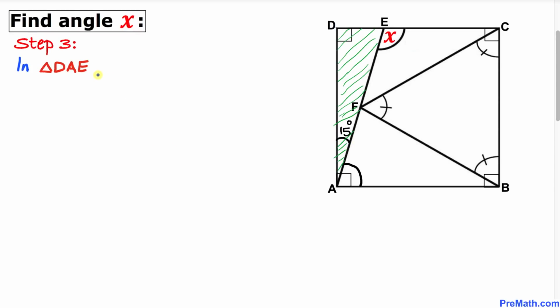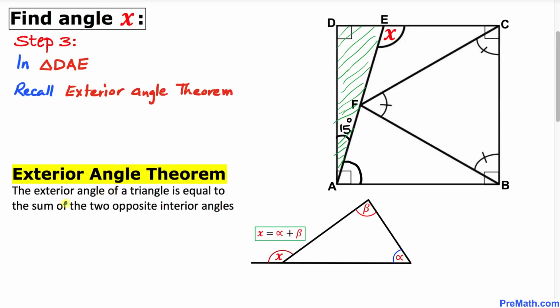And here's our final step. Let's focus on this triangle DAE and let's recall the exterior angle theorem. And here's our exterior angle theorem. The exterior angle of a triangle is equal to the sum of two opposite interior angles. In our case, this angle X is our exterior angle, and that is equal to the sum of its opposite interior angles alpha and beta.